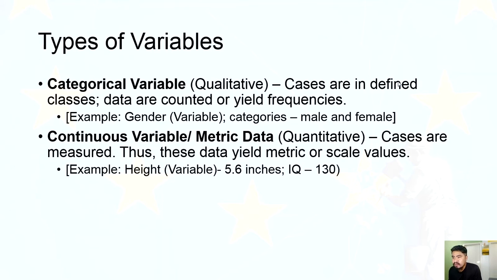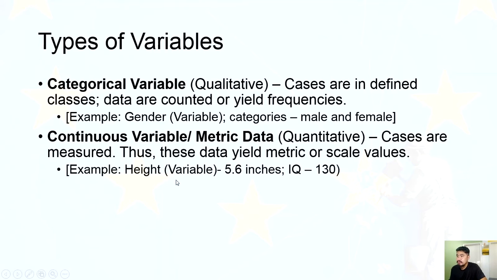Okay, continuous variables, metric data, quantitative. Cases are measured, thus this data yields metric or scale values. Please take note of the term metric or scale. It exceeds, and there are higher values than lower values. A correction on categorical: there are instances with unequal values, which we will see later in ordinal.